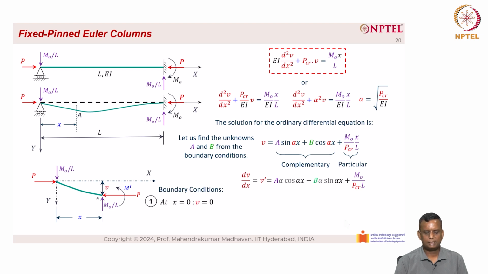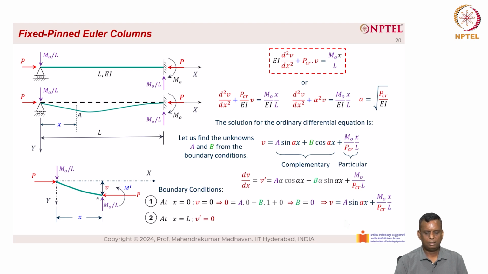The boundary conditions are given as follows. At x equal to 0, V equal to 0, which means the lateral displacement is equal to 0 at the start of the boundary. This indicates 0 equal to A into sin 0, which is 0, plus B into cos 0, which equals 1, plus 0, because of the x term in the particular solution, M0 by P critical into x by L. When we put x equal to 0, the third term becomes 0. This indicates B equal to 0. Therefore, V equal to A sin alpha x plus M0 by P critical into x by L.